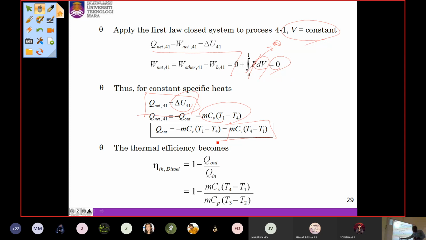Then we have the thermal efficiency of a diesel cycle as 1 minus Q out by Q in. So we know the value for Q out, and we know the value for Q in. Then if you substitute, finally we can get this equation. Right, so that is 1 minus m Cv delta T divided by m Cp delta T.